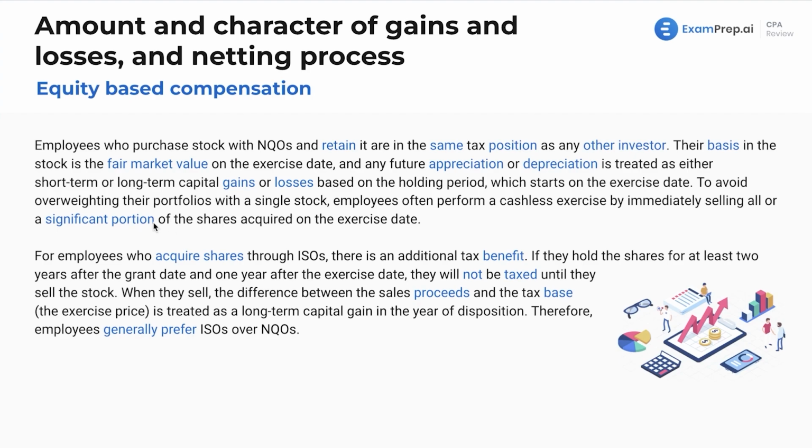Now, to avoid overweighting their portfolios with a single stock, employees often perform a cashless exercise by immediately selling all or a significant portion of the shares acquired on the exercise date. Not that that's important. Again, just kind of tying it into the real world as well.